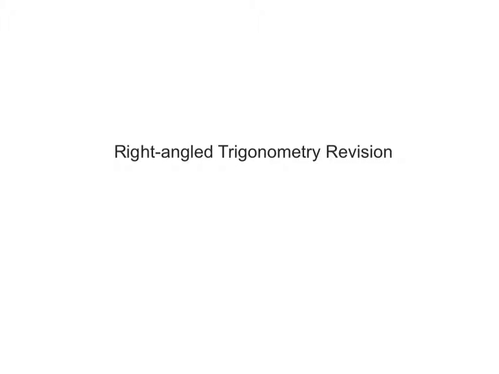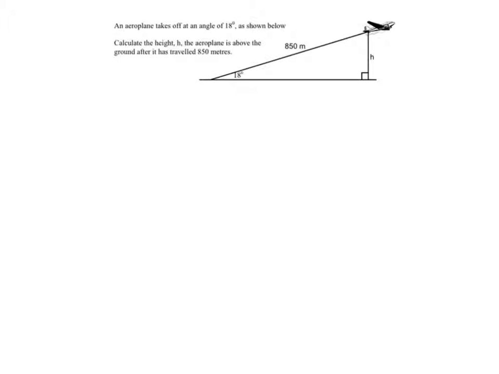The next topic we're going to cover is trigonometry for non-right-angled triangles. So the first thing we want to do is just revise that right-angled trigonometry, or SOHCAHTOA as we know it. The first question says, an aeroplane takes off at an angle of 18 degrees as shown below. Calculate the height, h, the aeroplane is above the ground after it has travelled 850 metres.